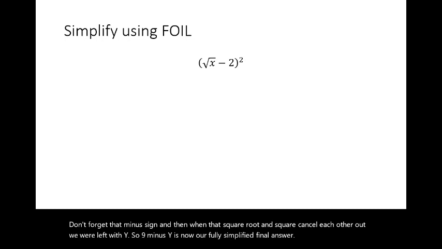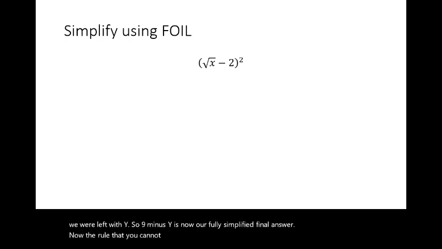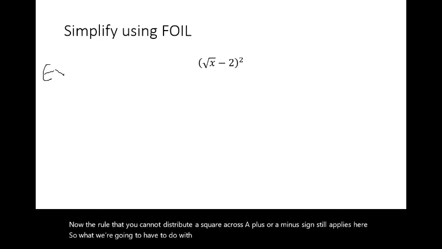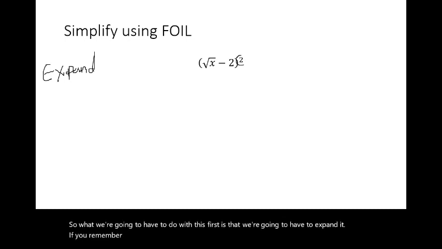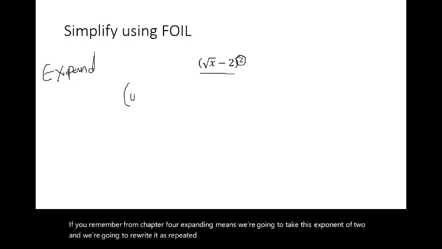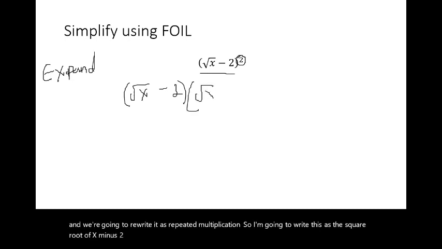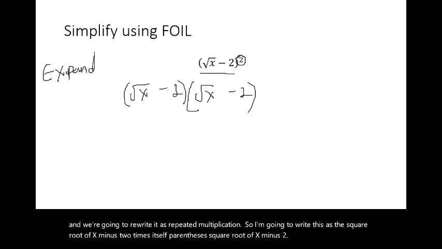Now, the rule that you cannot distribute a square across a plus or a minus sign still applies here. So what we are going to have to do with this first is expand it. If you remember from chapter 4, expanding means we're going to take this exponent of 2 and rewrite it as repeated multiplication. So I'm going to write this as the square root of x minus 2 times itself, parentheses, square root of x minus 2. And then I'm going to simplify this by foiling.